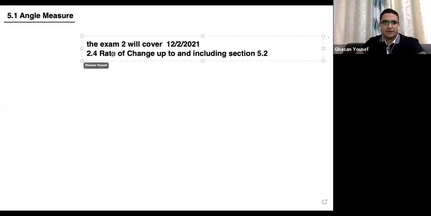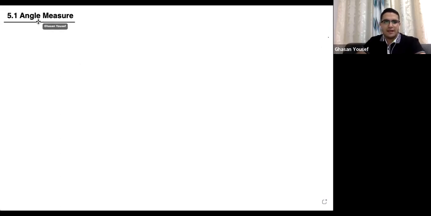So hello everyone. Today we're going over 5.1, angle measure. Last time I started talking about angle measure. I talked about the initial side and also the terminal side. I talked about the vertex of the angle. Also I talked about the angle in the standard position.